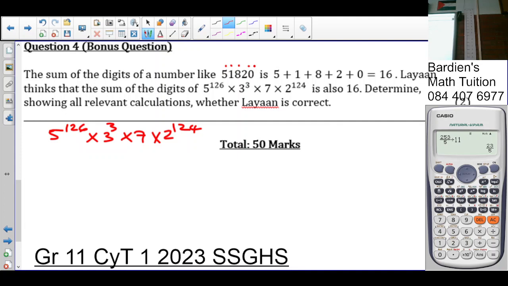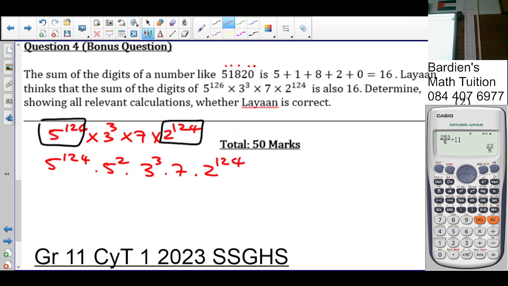Okay? So what I note here is that there's 2 to the 124 and 5 to the 126. There's some link happening between them. So that is 5 to the 124 times 5 squared, which makes 5 to the 126, times 3 cubed times 7 times 2 to the 124. 2 to the 124 times 5 to the 124 can be written as (2 times 5) to the 124, which is 10 to the 124.